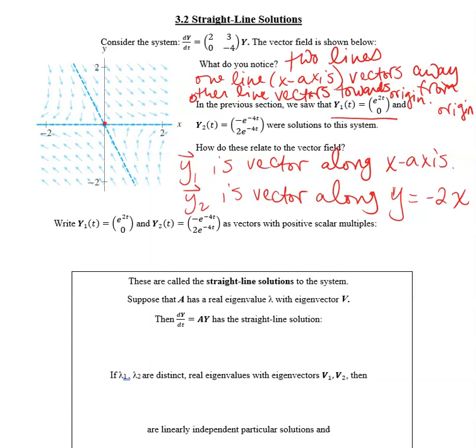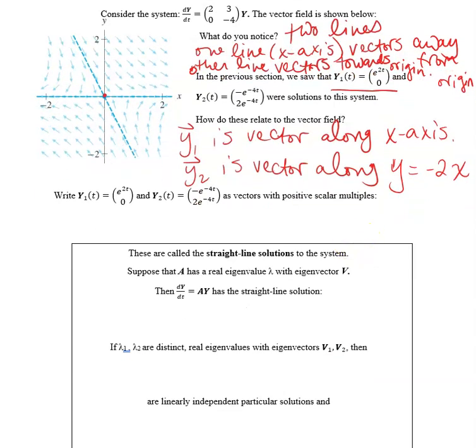So what we can do then is write both of these as vectors with positive scalar multiples. Let me show you what I mean. y1 is equal to e to the 2t and 0 as your components. We can think of that as e to the 2t times the vector 1, 0. That would be your positive scalar multiple of 1 and 0.